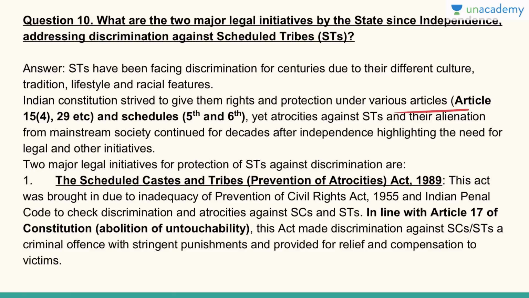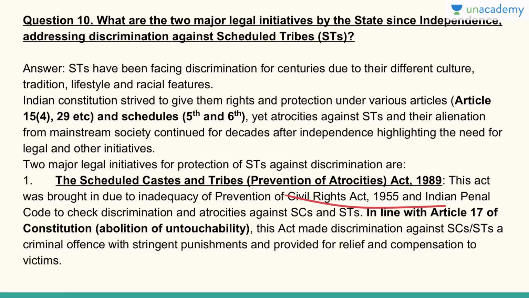So the two major legal initiatives for protection of STs against discrimination include, first, the Scheduled Caste and Scheduled Tribes Prevention of Atrocities Act of 1989. So what does this act do? This act says that if you are discriminated against only because of your caste, like scheduled caste and scheduled tribe, you can lodge a complaint against the person or a group in a police station, and strict action will be taken. This act was brought in due to inadequacy of the Protection of Civil Rights Act of 1955 and the Indian Penal Code to check the discrimination and atrocities.